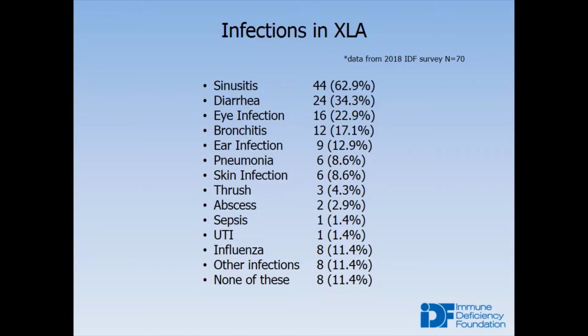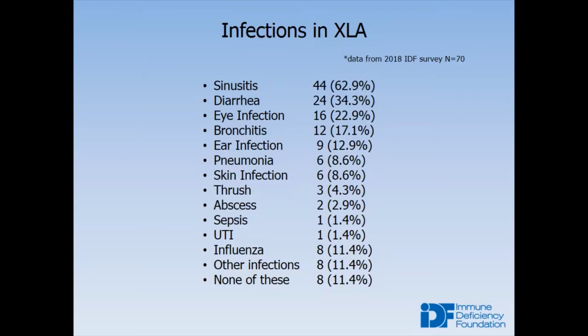But these are the infections that people with XLA reported. About half of the people reported, well, even more than half of the people reported sinus infections. There were GI infections, there were eye infections, there were pulmonary infections. Virtually there were infections just of about everything. And that's the presentation of an XLA patient.